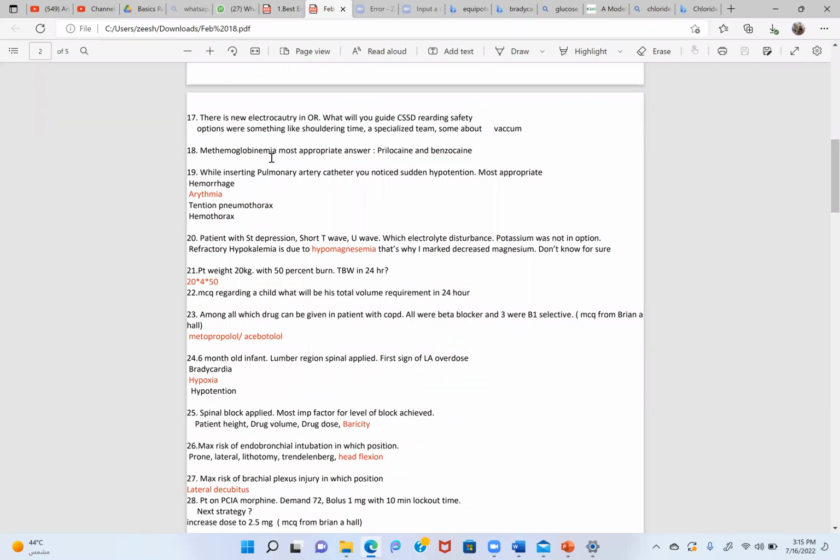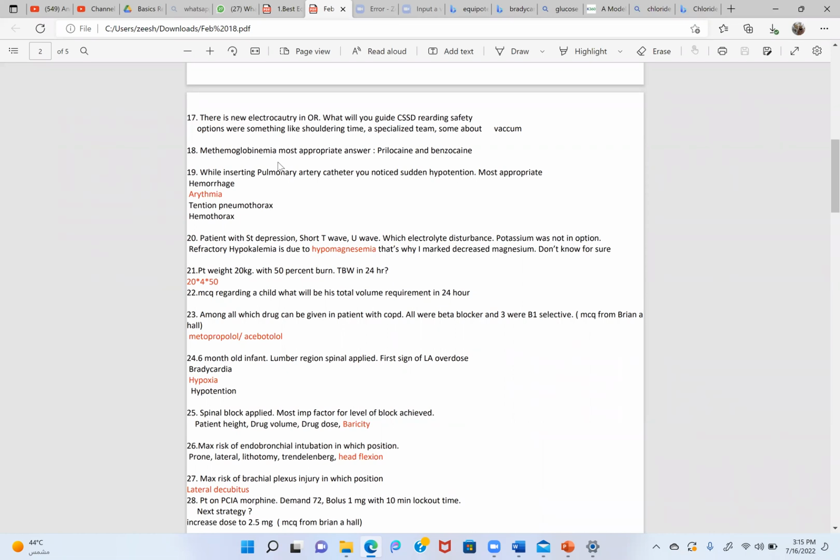Methemoglobinemia. What is methemoglobin? Anyone, please? Usually in hemoglobin, the iron is in one form, Fe plus 2. But due to some reaction in the body, if the condition is changed from +2 to +3, the ferric, then the condition is known as methemoglobin. Very good.